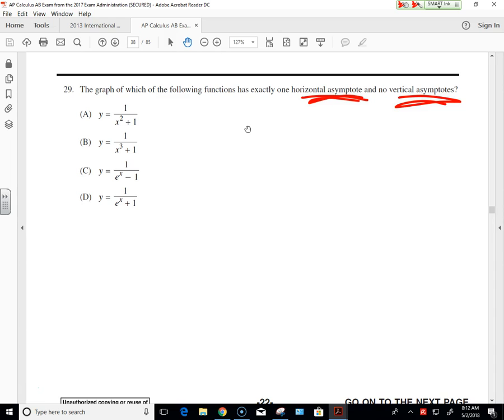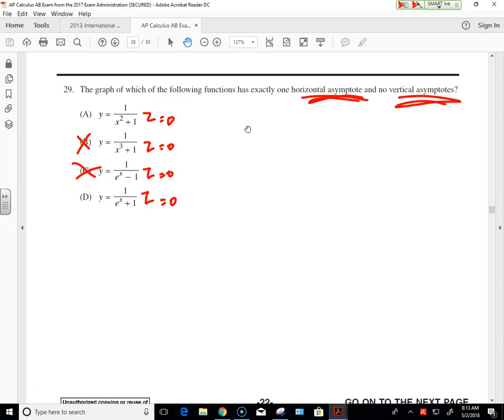The nice thing is all the tops are 1, so there are no holes. That means when you set the bottom equal to 0, some of these won't work. Can you add 1 and take ln of both sides? Yes, so that one has a vertical asymptote. Can you subtract 1 and cube root a negative? Yes, so this one has a vertical asymptote.